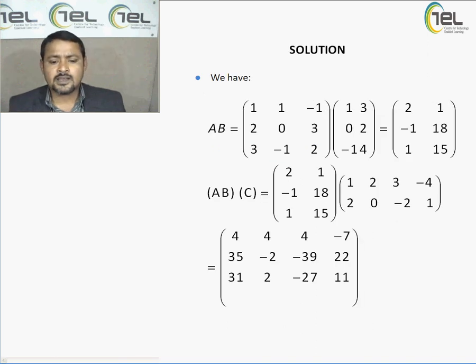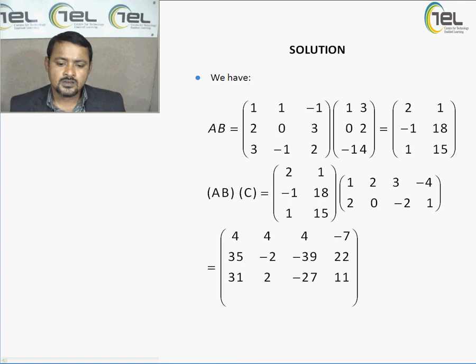First of all, we'll calculate AB, matrix A multiplied by matrix B. First row with first column, first row with second column, second row with first and second column, third row with first and second column. We get AB to be 2, 1, minus 1, 18, 1 and 15. Now we'll find AB multiplied by C, the resultant answer multiplied by matrix C.